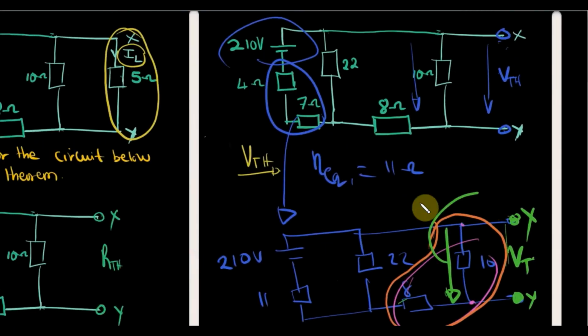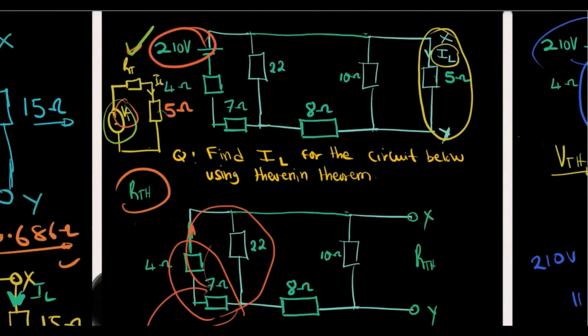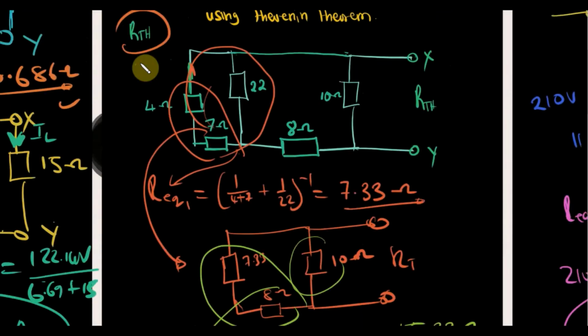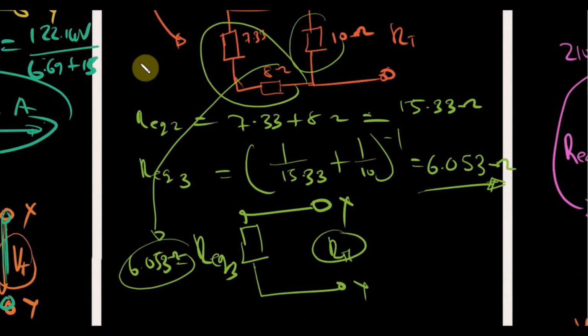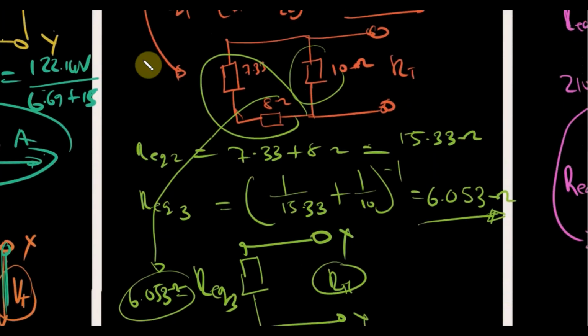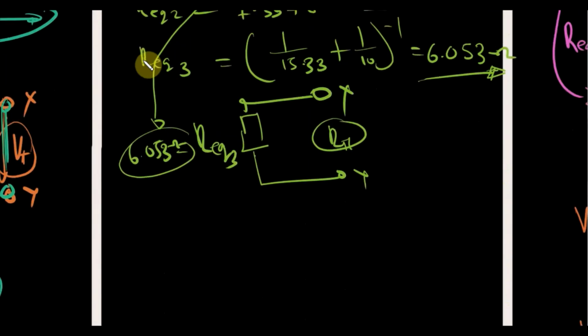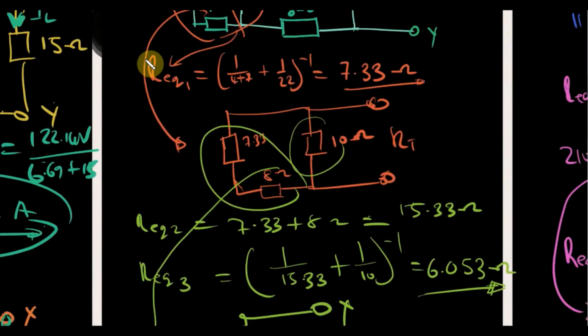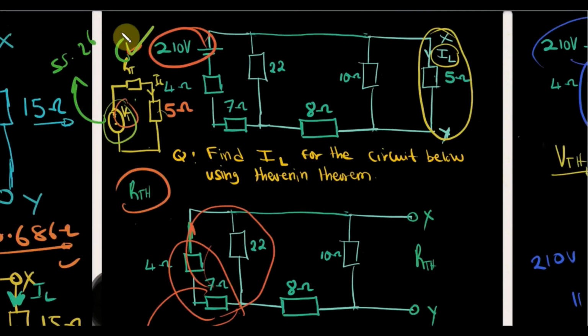Now with all this info, we can complete our Thevenin circuit. We now have V Thevenin, which is 55.26. We got this one. And R Thevenin was 6.053.